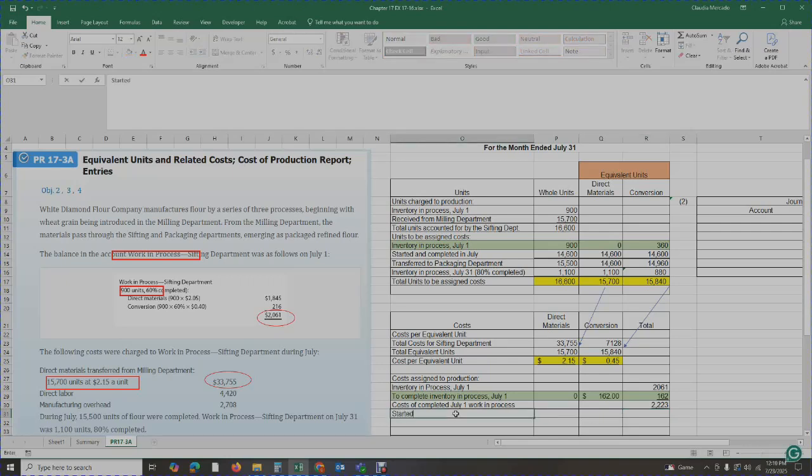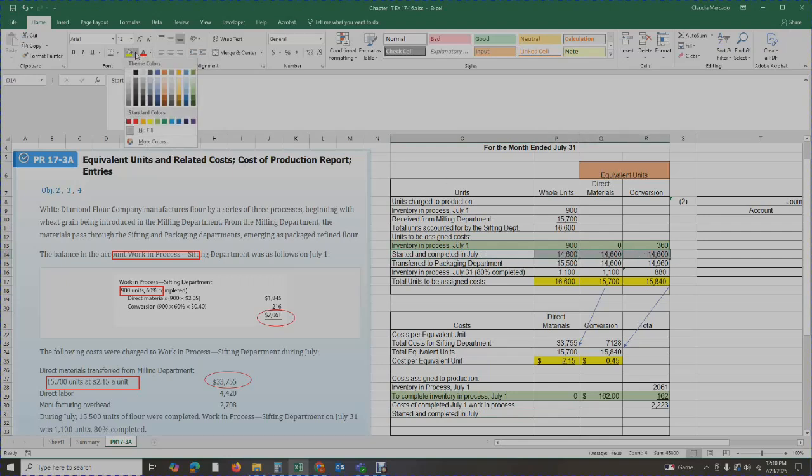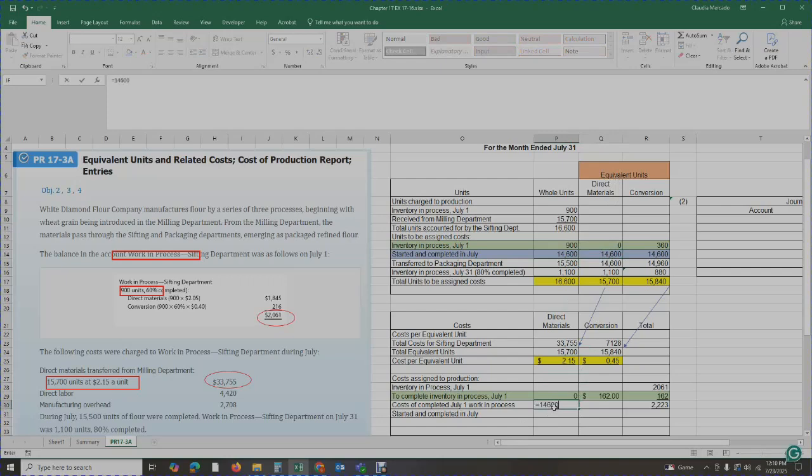Then we're going to shift our focus to what was started and completed in July. This is what we started in production in the month of July and we finished it. Okay. So according to the problem, now we're going to look at started and completed. We're going to be looking at this one right here. So for materials, I've got 14,600 equivalent units. So I'm going to do 14,600 and multiply it by my rate. For materials, my rate is 2.15. So that will give me 31,390.